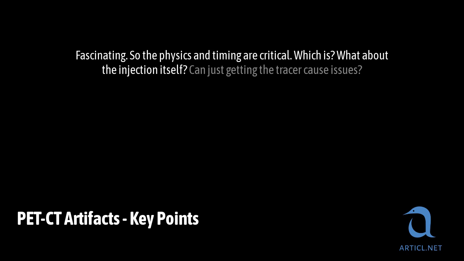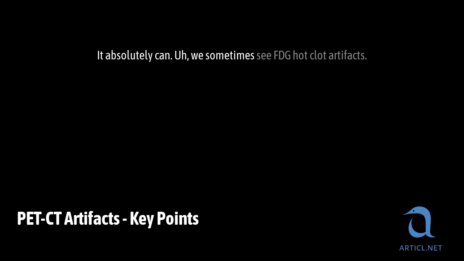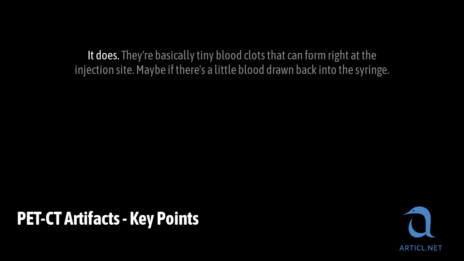What about the injection itself? Can just getting the tracer cause issues? It absolutely can. We sometimes see FDG hot clot artifacts. Hot clots. Sounds dramatic. It does. They're basically tiny blood clots that can form right at the injection site, maybe if there's a little blood drawn back into the syringe. Okay.